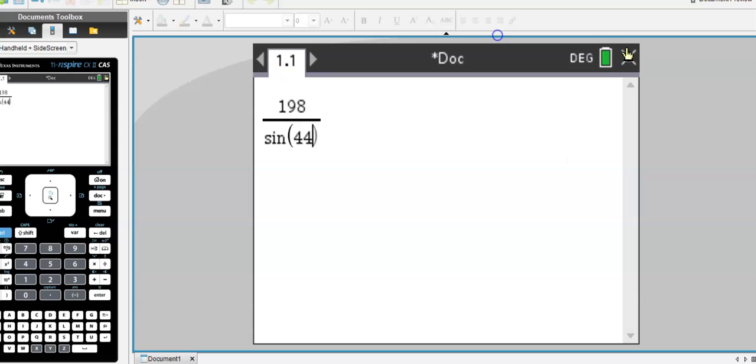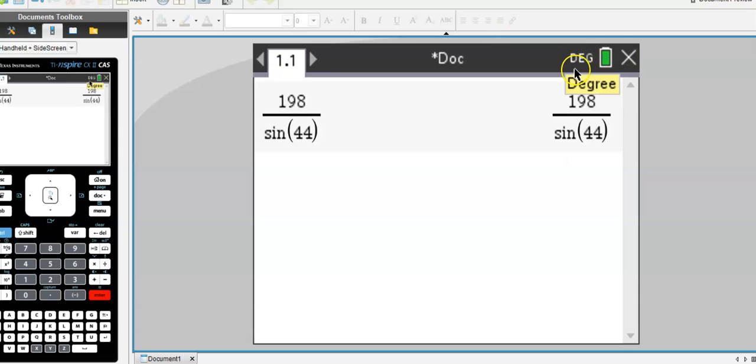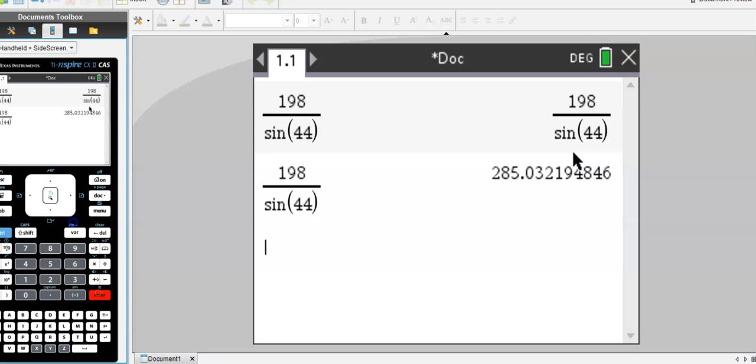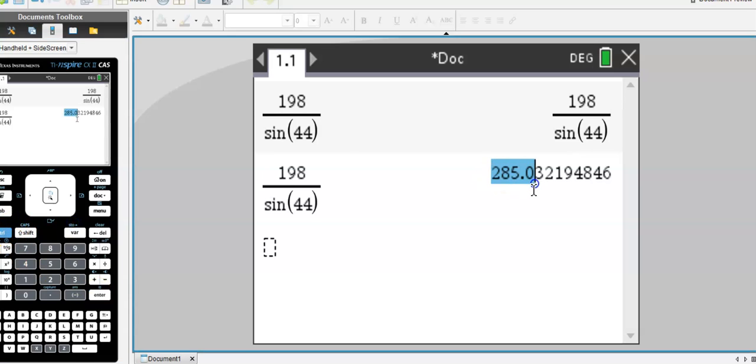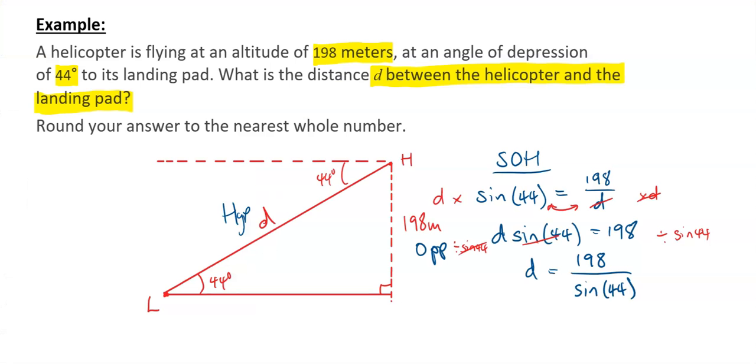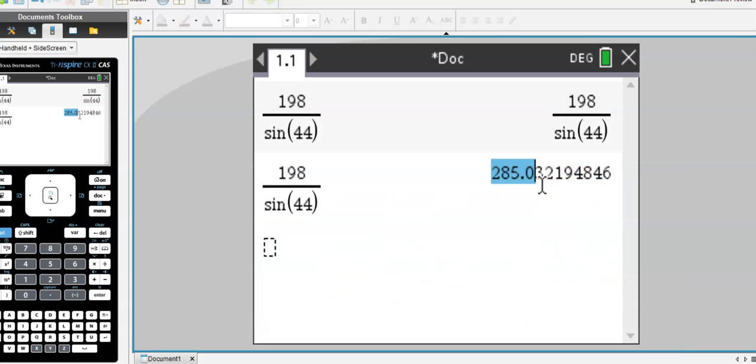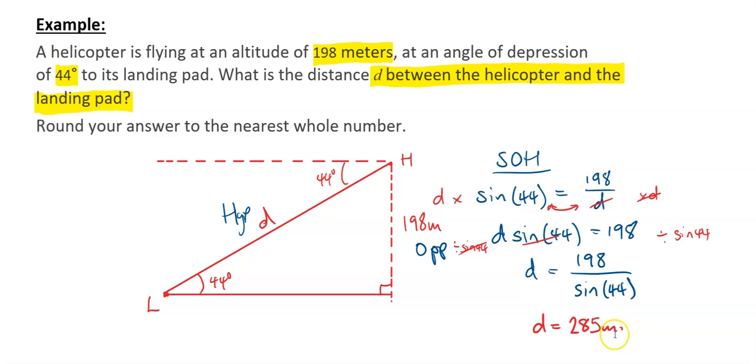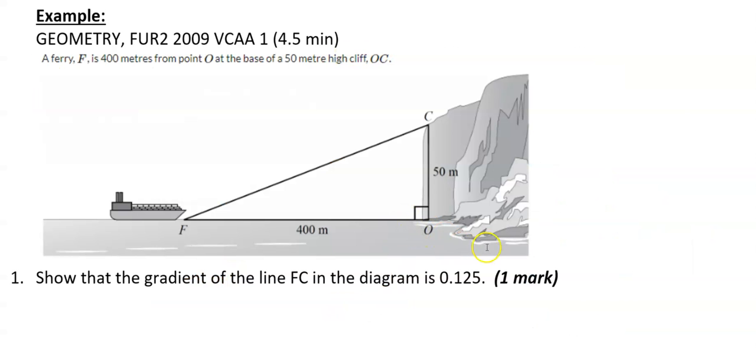Making sure it says degrees up there. Okay, that's given me an exact answer, so I'm going to press Control Enter for the decimal. And the question I believe said whole number, so we're looking for 285. So that's a simple version of an elevation or depression question, and here's an example exam question.